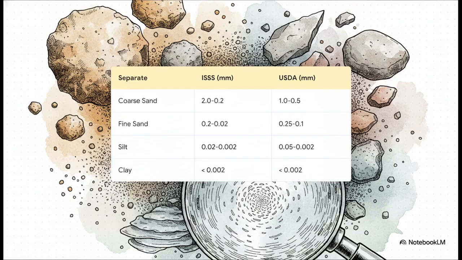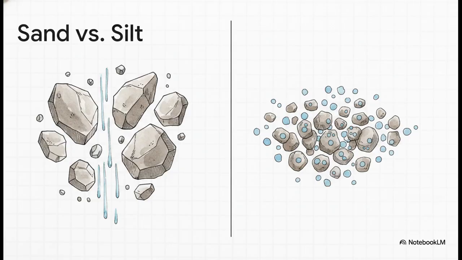Just think about the sheer scale we are dealing with here. We start up at coarse sand at the 2.0 millimeter mark, and we go all the way down to clay, which both systems strictly define as being less than 0.002 millimeters. It's incredibly tiny. Let's break down the larger two separates first.